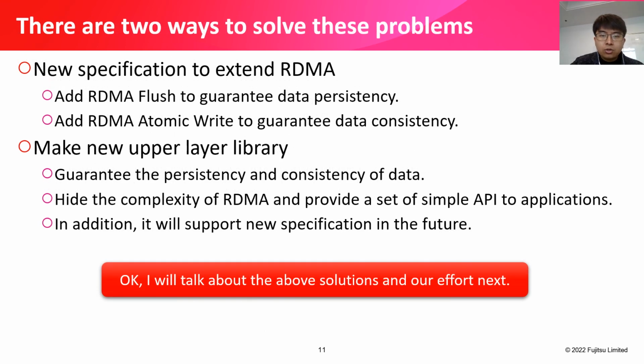There are two ways to solve these problems. The first way is to introduce a new specification to extend RDMA. It adds RDMA flush to guarantee data persistency, and adds RDMA atomic write to guarantee data consistency. The second way is to make a new upper-layer library. It not only guarantees the persistency and the consistency of data, but also handles the complexity of RDMA and provides a set of simple APIs to applications. In addition, it will support the new specification in the future.